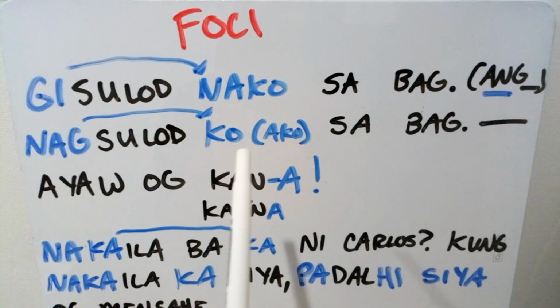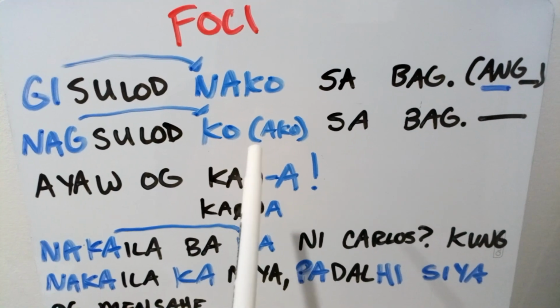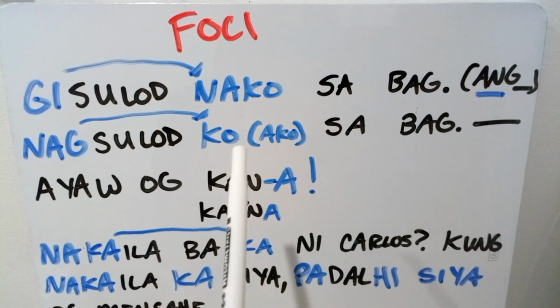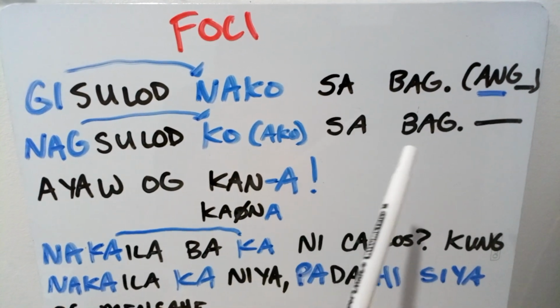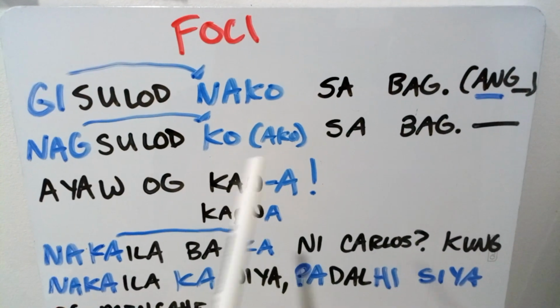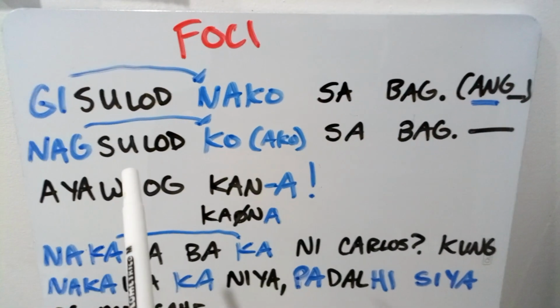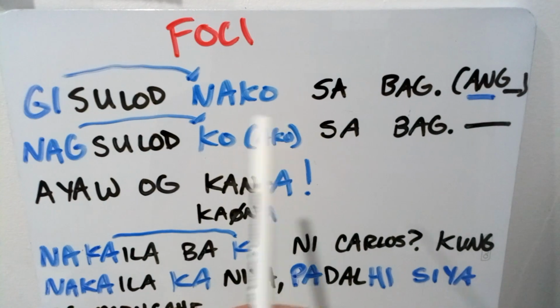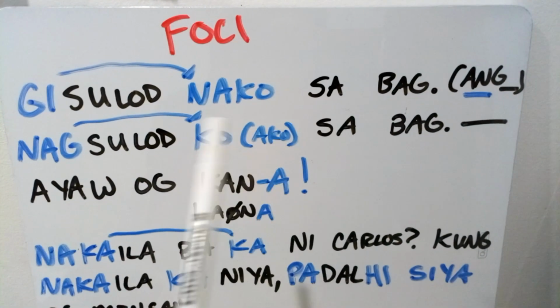Versus here, I'm the only one being talked about. I'm the important one. There's no other objects but me. Okay? Nagsulod ako sa bag, which now makes sense. I am the one that went inside the bag, versus I am the one that put something in the bag. All right? So keep that in mind.